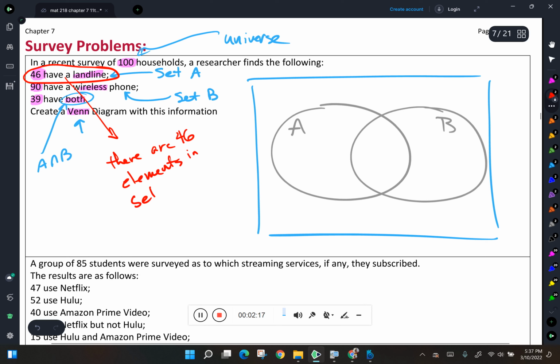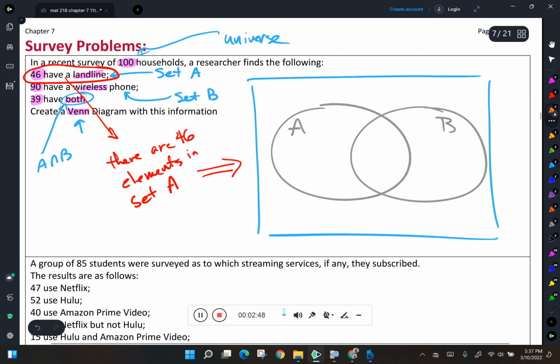And if I try to come over here and place that information into this Venn diagram, where do I put it? Do I put 46 here? Do I put 46 here? Do I put some of them here and some of them there? I don't know where to put them because I know that there's 46 people, but they belong divided up between those two regions of that Venn diagram. And I don't know where those 46 go.